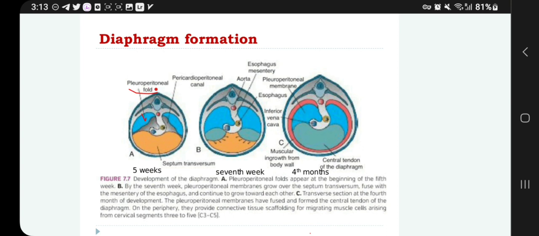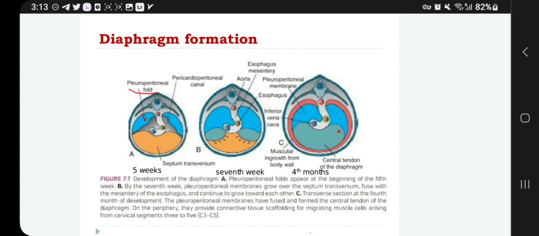Finally, the pleuroperitoneal fold makes a pleuroperitoneal membrane without any muscle. The muscle from the somites of the thoracic region immigrates to this fold, and finally makes the muscular part of the diaphragm. At the end, the pleuroperitoneal fold, the blue part, covers all the septum.